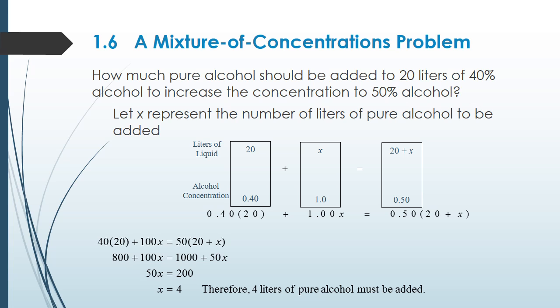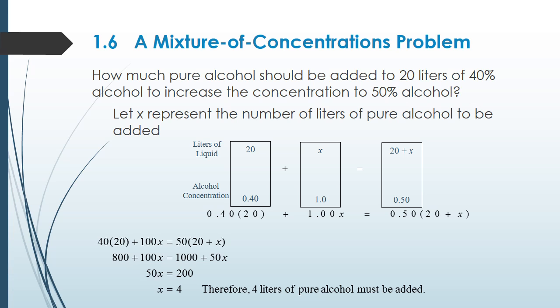You've got 3 rectangles. Across the top of the rectangles, we're going to put the liters of liquid. Across the bottom, we're going to put the alcohol concentration. So for the liters, we have 20 liters. We have an unknown amount. We don't know how many liters we're going to add. But together, at the end of this, we're going to have 20 plus x liters.